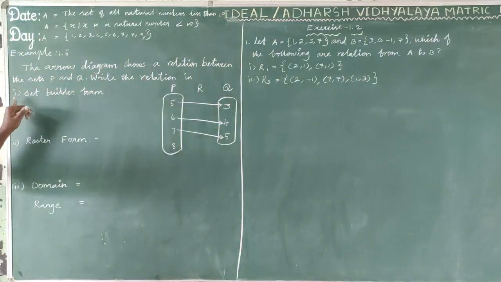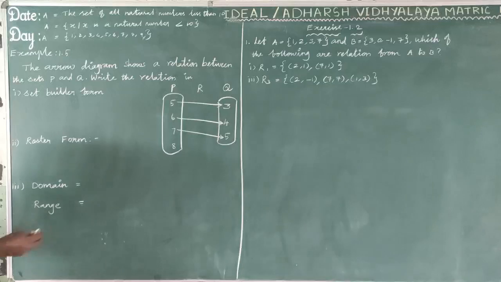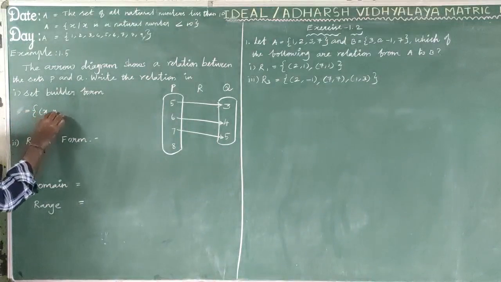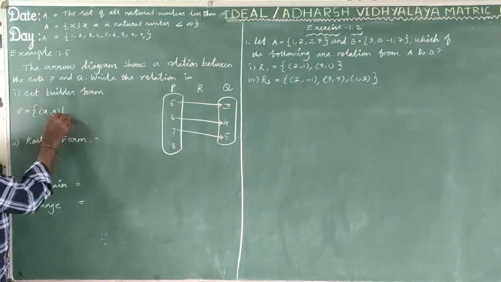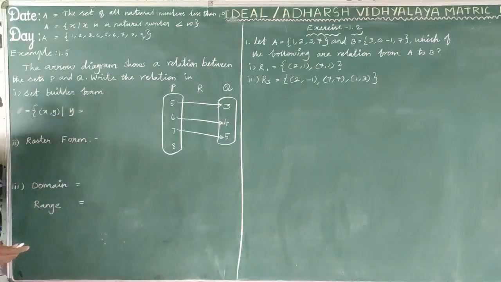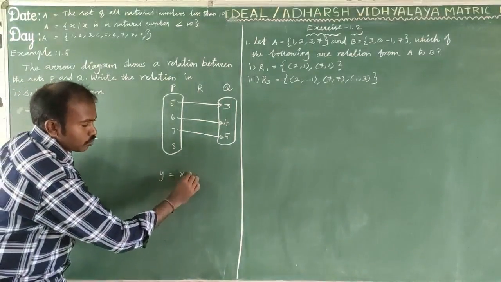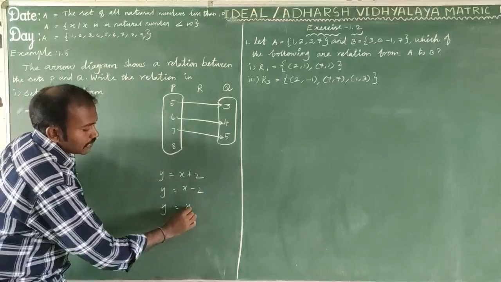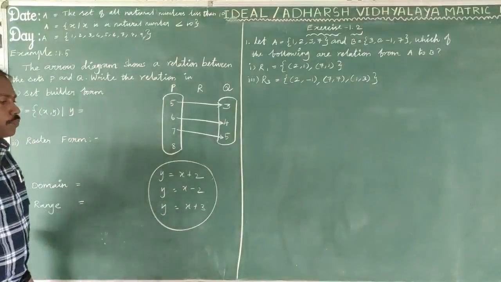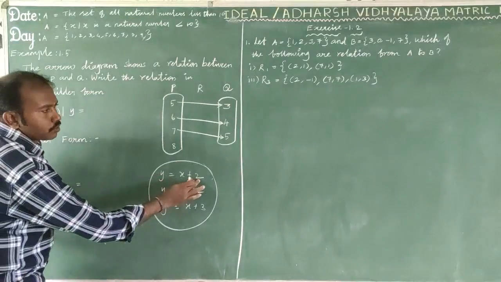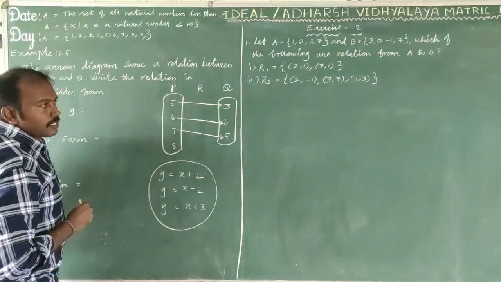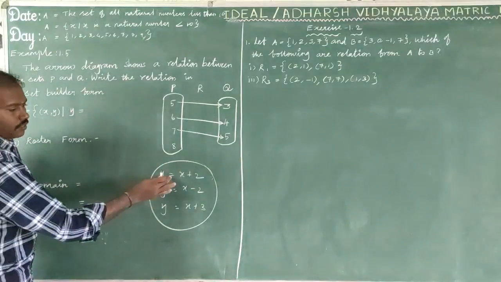Write the relation in set builder form. In set builder form, R is equal to {(x, y)} such that y is equal to x plus 2, or y is equal to x minus 2, or y is equal to x plus 3. Choose, for example, y is equal to x plus 2: x is 5, apply 5 plus 2, output 7, that is not a correct relation.